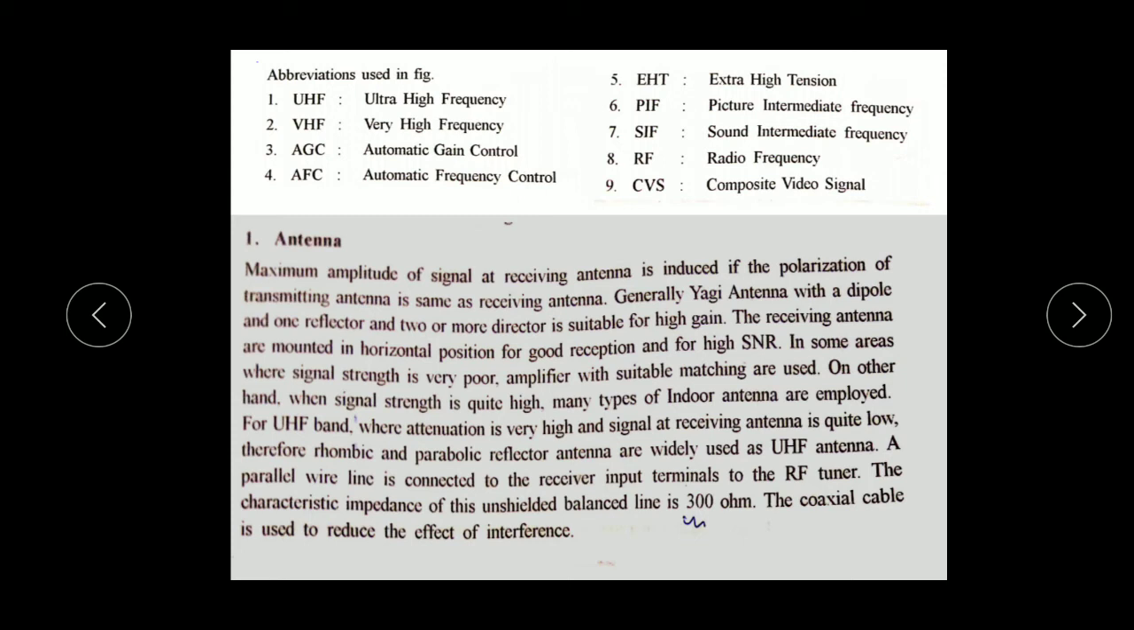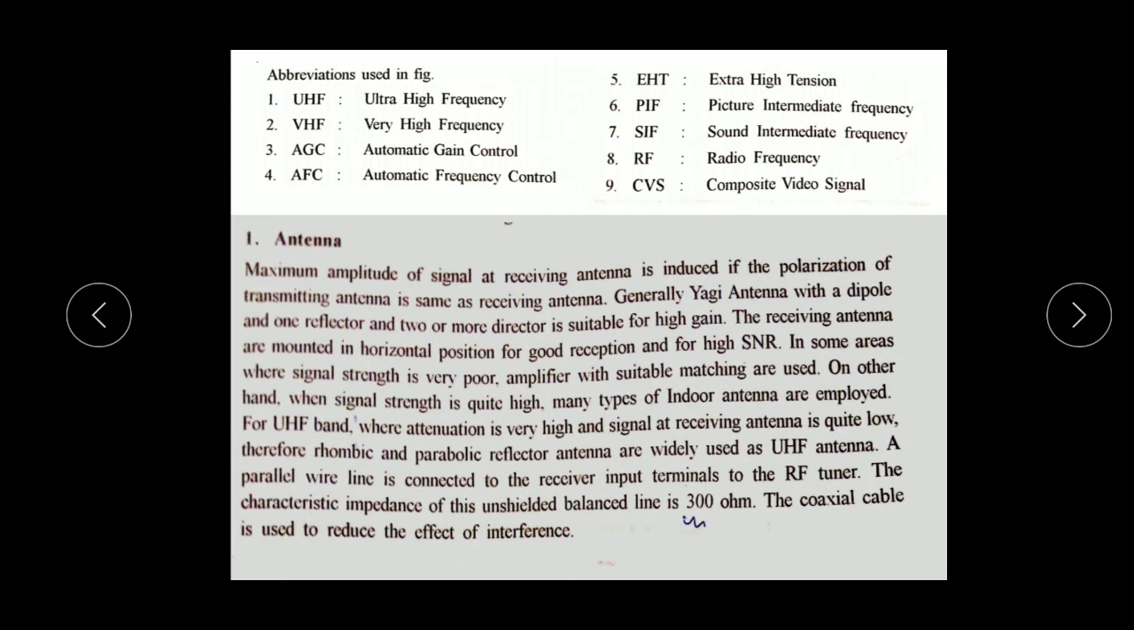Generally, a Yagi antenna with a dipole, one reflector and two or more directors is suitable for high gain. So the Yagi antenna has the characteristic of a high gain, unidirectional antenna. The receiving antennas are mounted in a horizontal position for good reception and a high signal to noise ratio. In some areas where the signal strength is very poor, amplifiers with suitable matching are used.